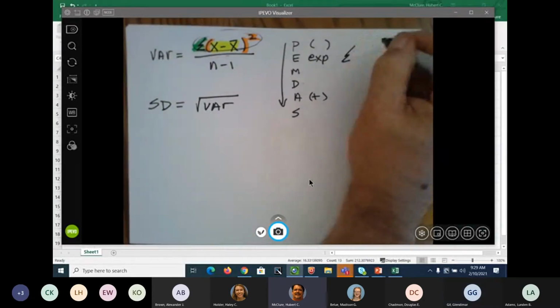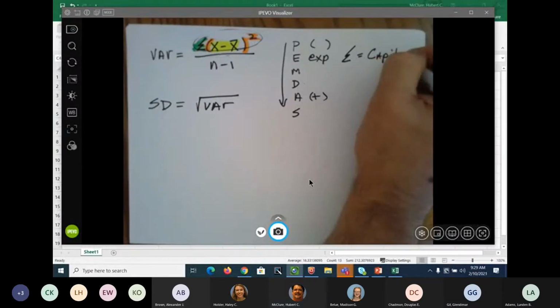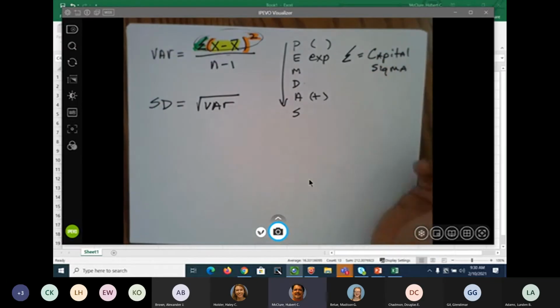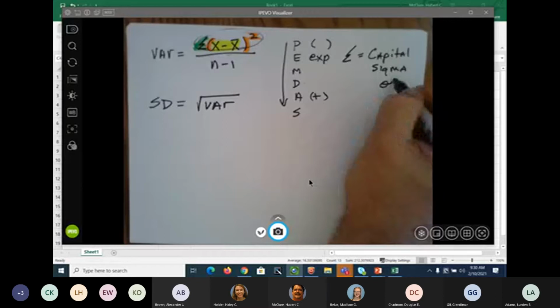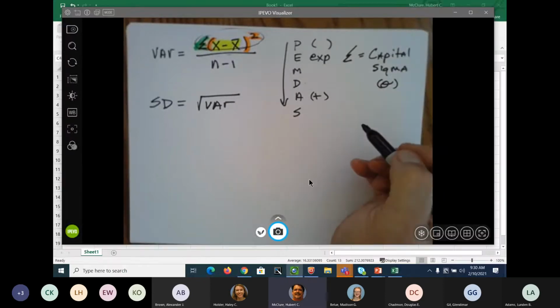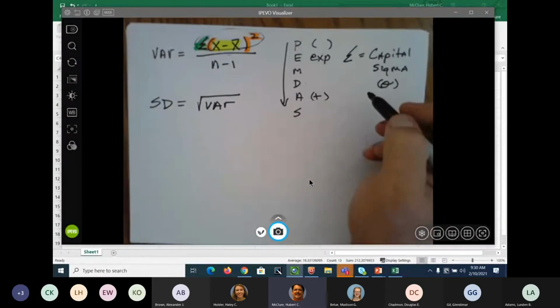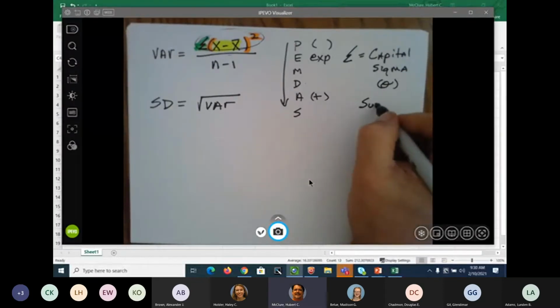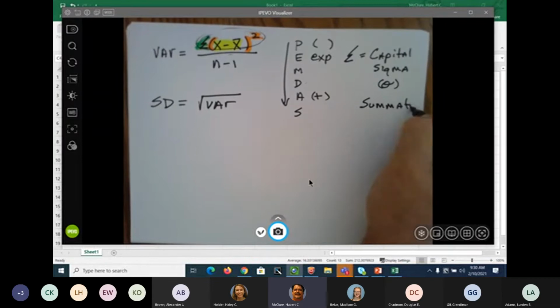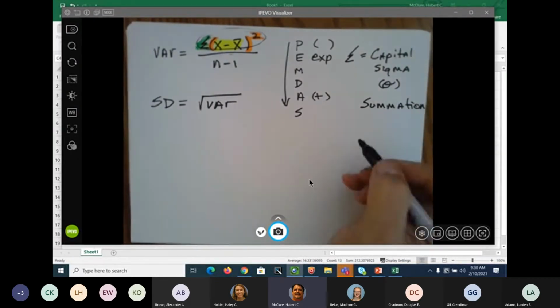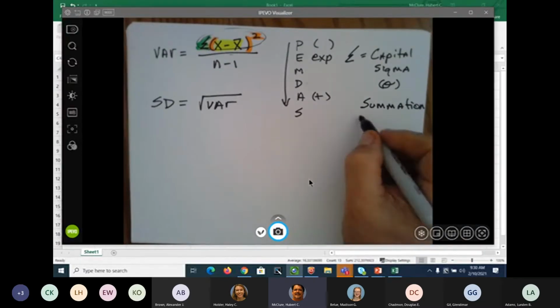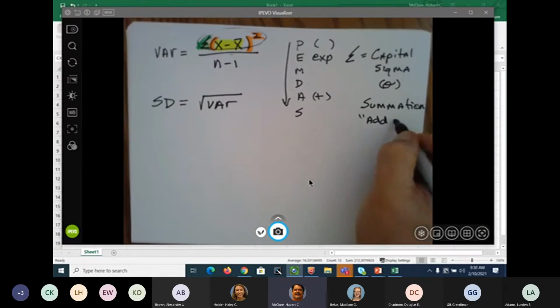So sigma, that funky E right there, is capital sigma. Lowercase sigma is the O with the pompadour on top. And capital sigma always, no matter what class you're in, means summation. When it comes to double letters, I suck, so I hope that's spelled correctly. And that means add up all the numbers.